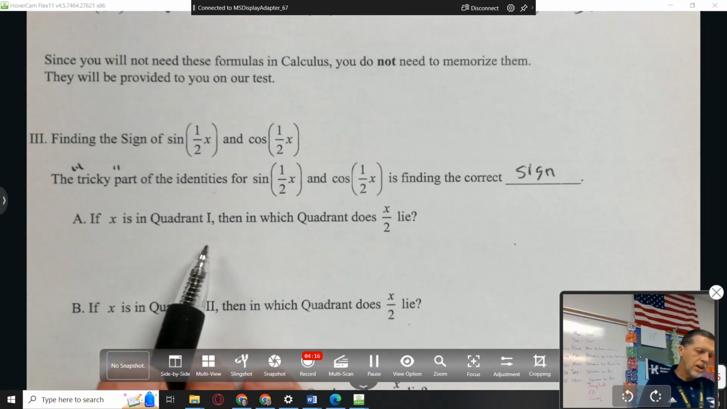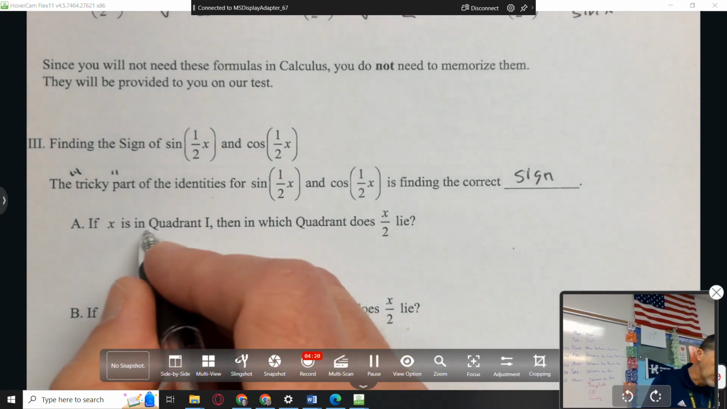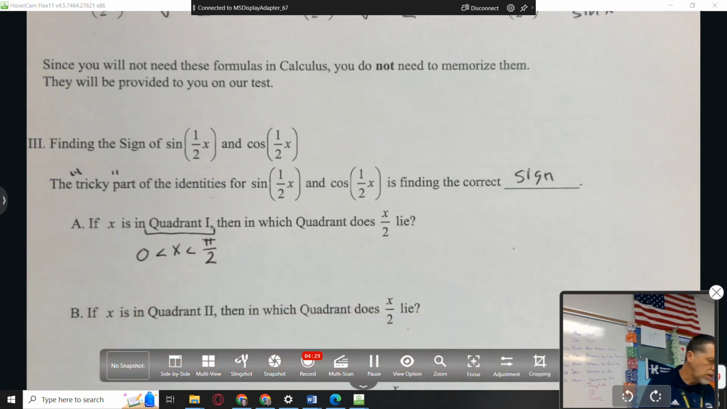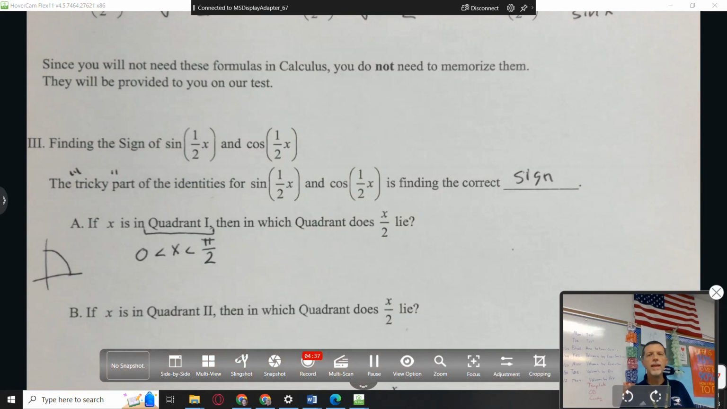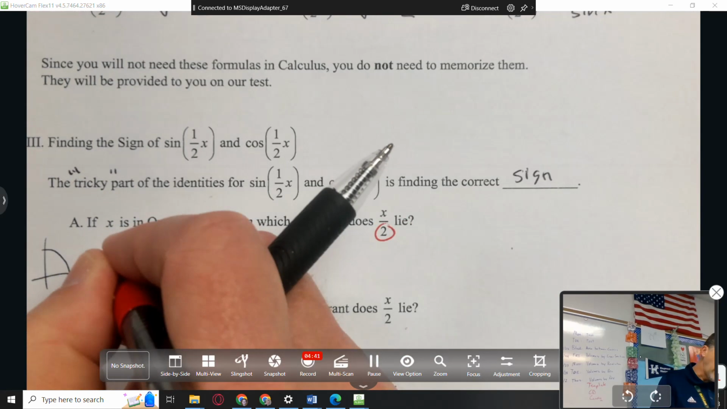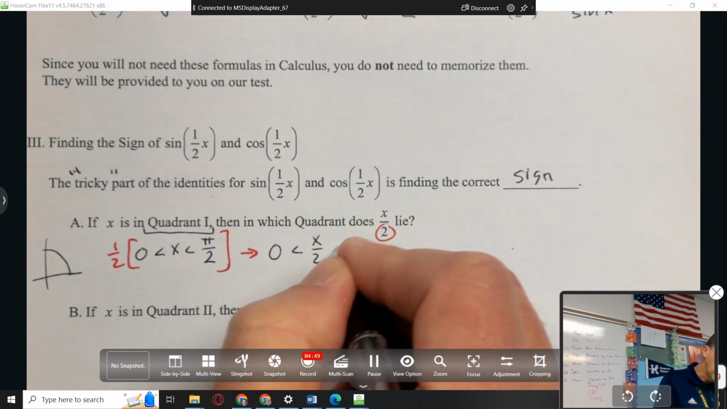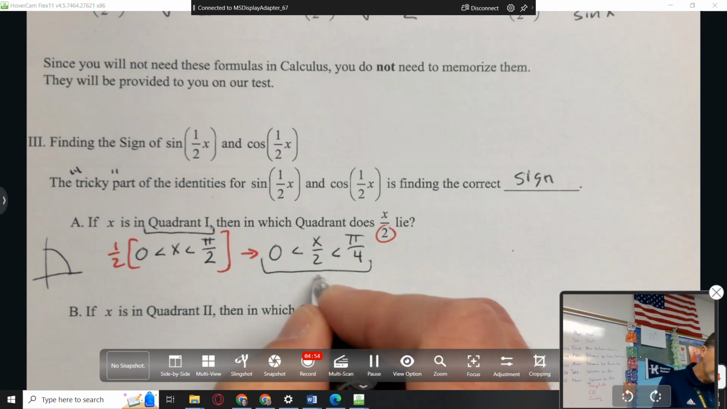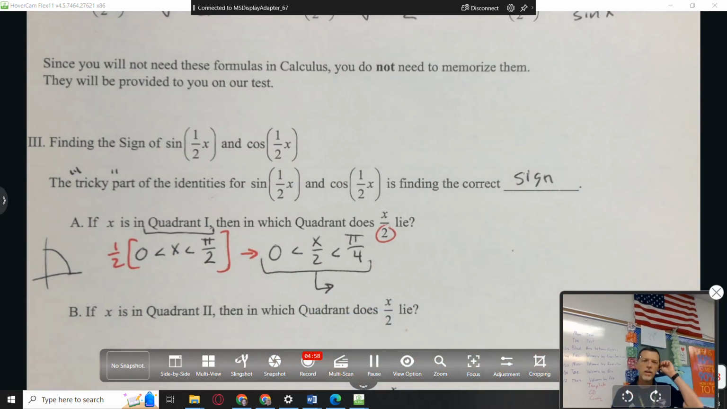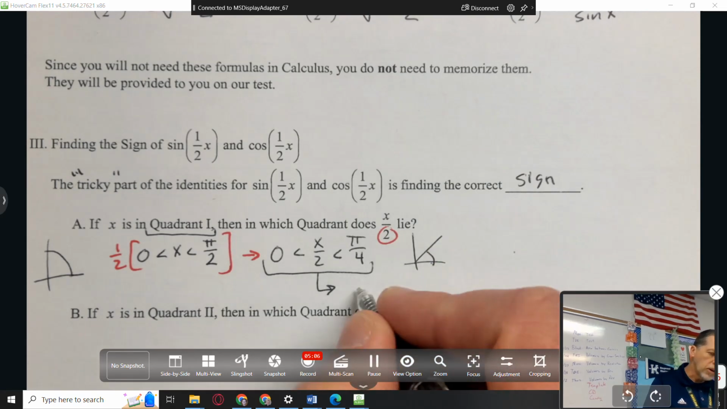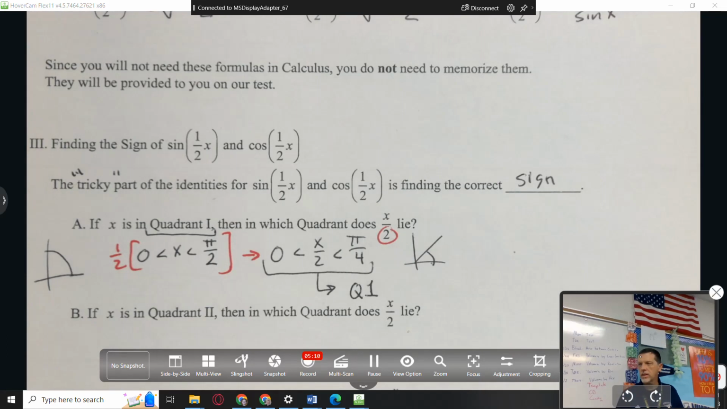If x is in quadrant 1, then in which quadrant does x over 2 lie? Well, quadrant 1 means that x is between 0 and pi over 2. Right, that's what quadrant 1 means. Somewhere in there. If I want to know where x over 2 is, well, I can multiply this whole thing by a half, and I get 0 is less than x over 2 is less than pi over 4. So if x is in the first quadrant, x over 2 is even narrower, between 0 and pi over 4, but that's still the first quadrant. Right? If you take something that's in the first quadrant and you cut it in half, you're still going to be in the first quadrant.